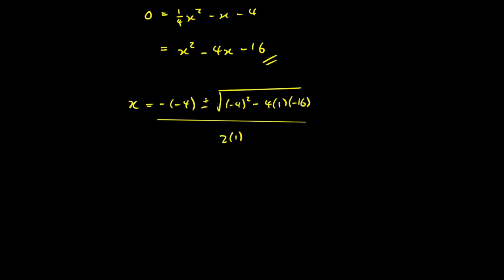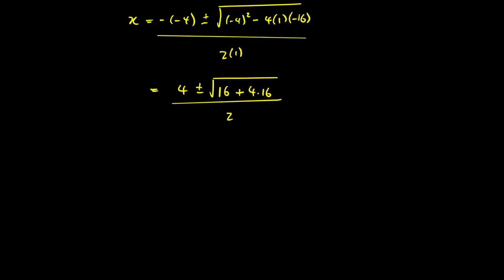Okay, so let's simplify this. So we're going to get minus minus 4, which is plus 4, plus or minus the square root of, okay, so we got 16 here. Minus minus is a plus, so we got plus 4 times 16. So I'm going to keep it like that just for the moment. Why is that? Well, because I can factorize out 16. So I get 4 plus or minus the square root of 16 bracket 1 plus 4.